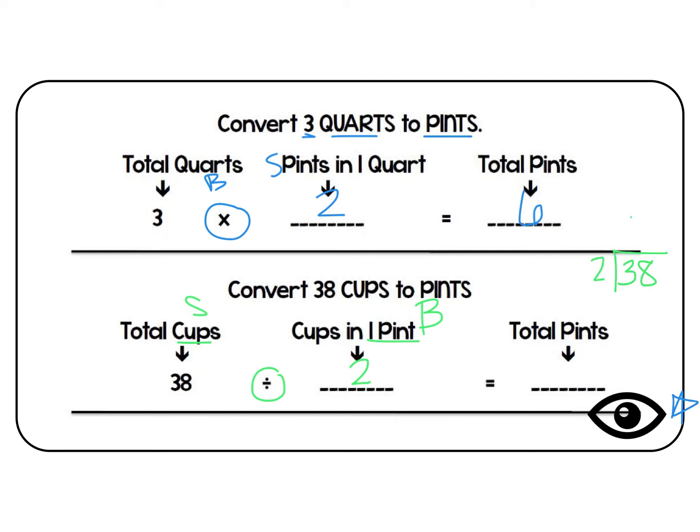2 goes into 3 one time. 1 times 2 is 2, so we subtract out 2 and we're left over with 1. Then we bring down the 8. 2 goes into 18 9 times, which is 18 even, so we have no remainder. So that means that I have 19 total pints. So you can see how we're going to decide if we're going from a larger unit to a smaller unit, and whether that means we multiply or divide. Let's try some problems together.